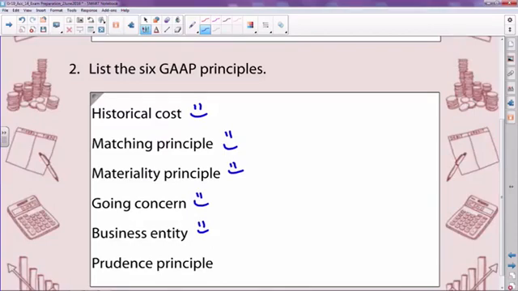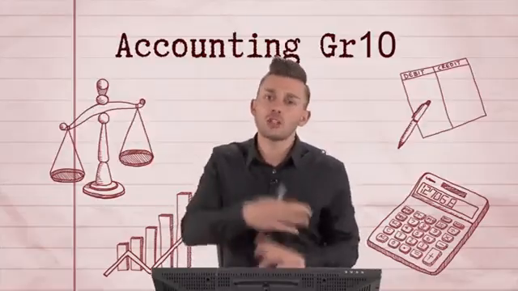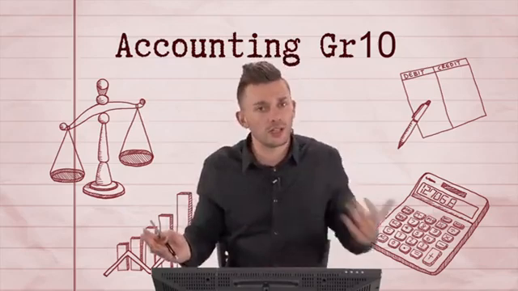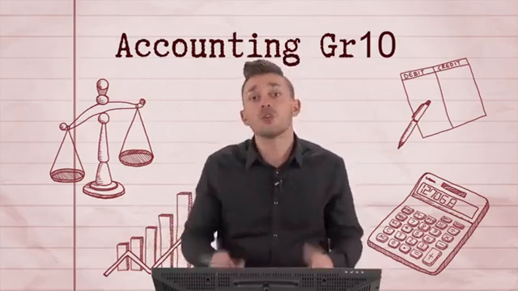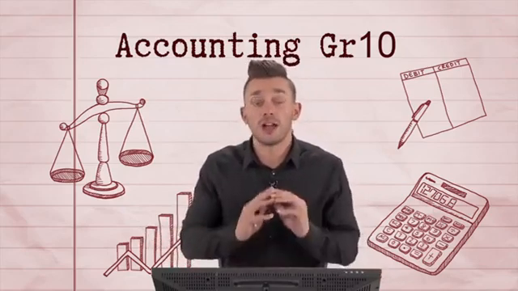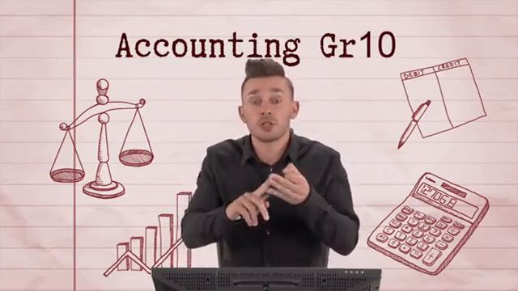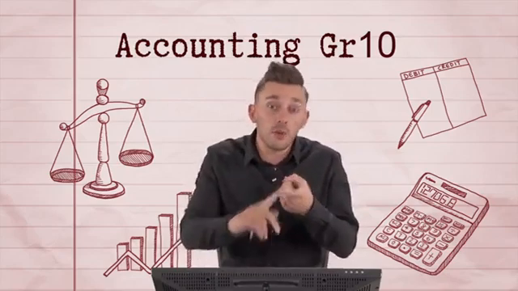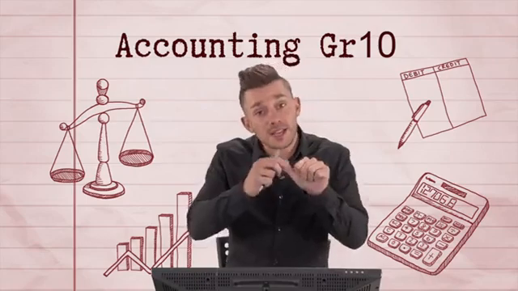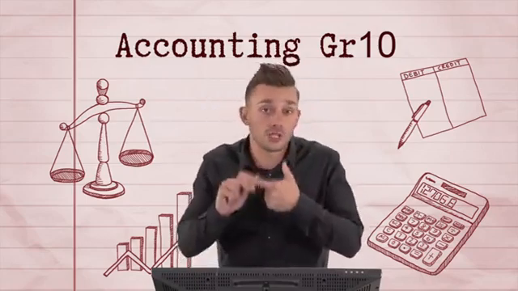And then the last one, the prudence principle. So this means I'm going to be conservative or pessimistic in all ways. So remember that if I lost stock, I need to record it as stock lost. I need to take it out and record it then as trading stock deficit on the debit side because I have lost the stock. Now guys, these are the 6 GAAP principles. I'll quickly repeat them. The historical cost, the matching principle, the principle of materiality, the going concern, the business entity, and lastly, the prudence principle.